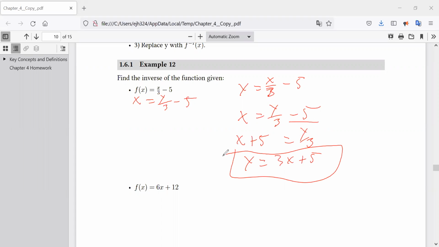You guys can check that yourselves. If I had a bit more time, I would run through the algebra, but you can see that this right here is going to be the inverse function for that.